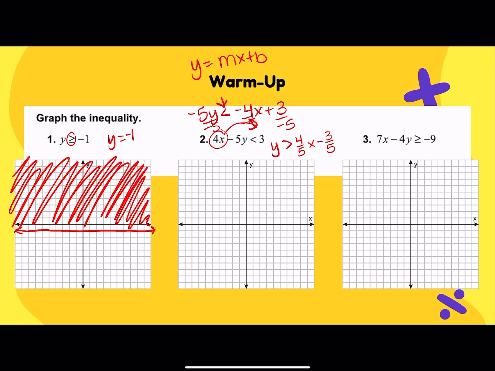Here's what I get whenever I divide. My negatives cancel for my slope, and then I've got -3/5 for a y-intercept. That's not a very pretty y-intercept, but it's going to be a little bit over halfway. And then I'm going to go up 4, 1, 2, 3, 4, over 5. This time is a dotted line. And the y's that are greater than that are above the line.